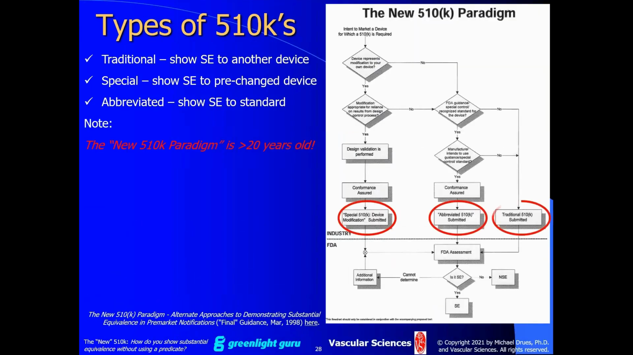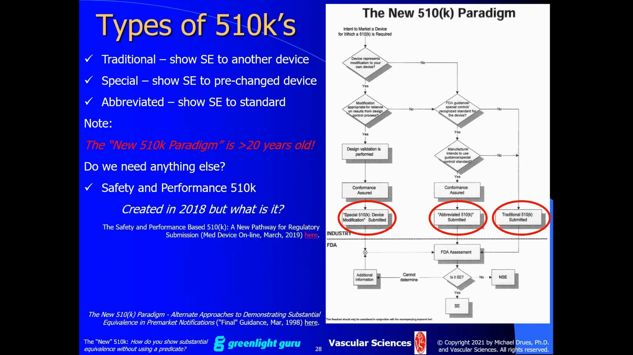FDA introduced at the time what was called this new 510K paradigm, where the abbreviated and the special 510Ks were introduced. The traditional 510K was created in 1976, but the special and the abbreviated came in 1998, and yet still people refer to it as the new 510K. Well, I guess it depends on what your definition of new is.